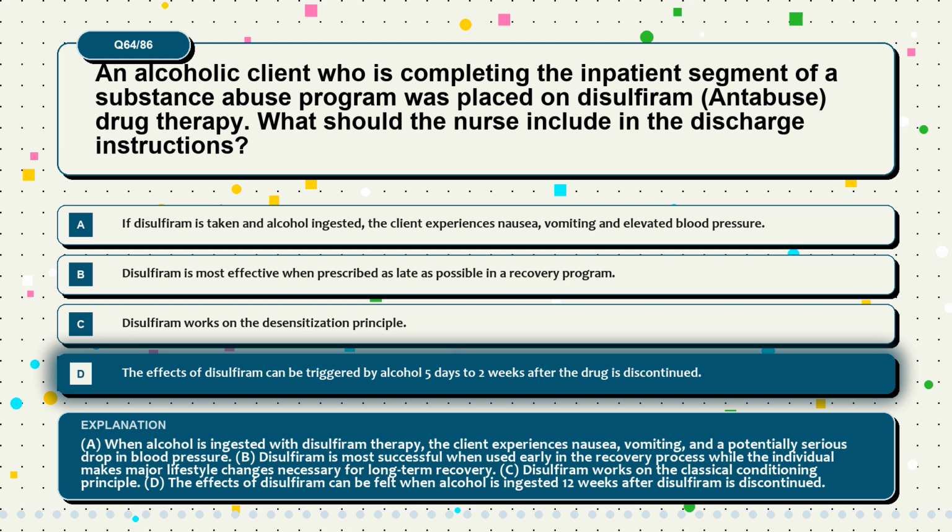B. Disulfiram is most successful when used early in the recovery process while the individual makes major lifestyle changes necessary for long-term recovery. C. Disulfiram works on the classical conditioning principle. D. The effects of disulfiram can be felt when alcohol is ingested 12 weeks after disulfiram is discontinued.